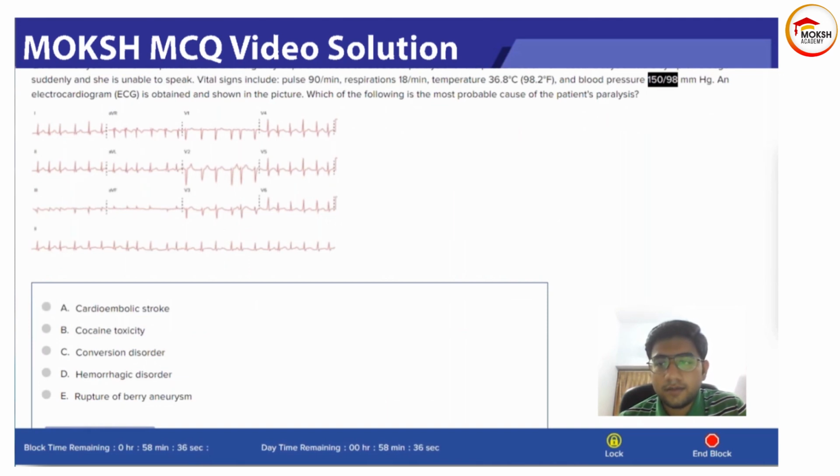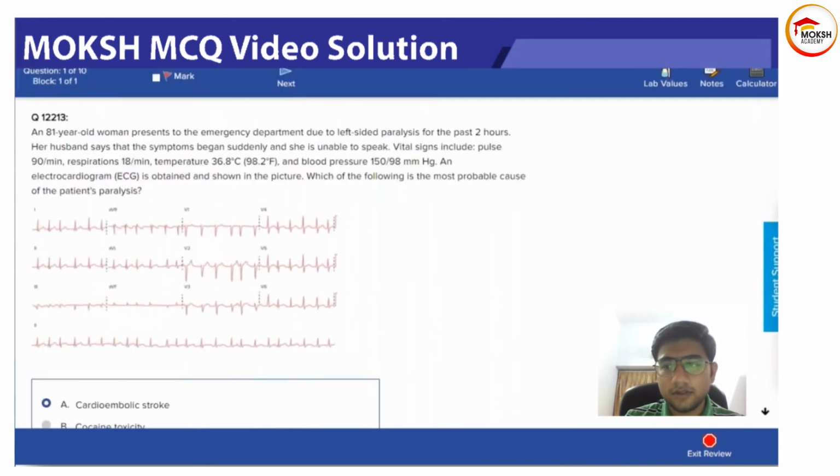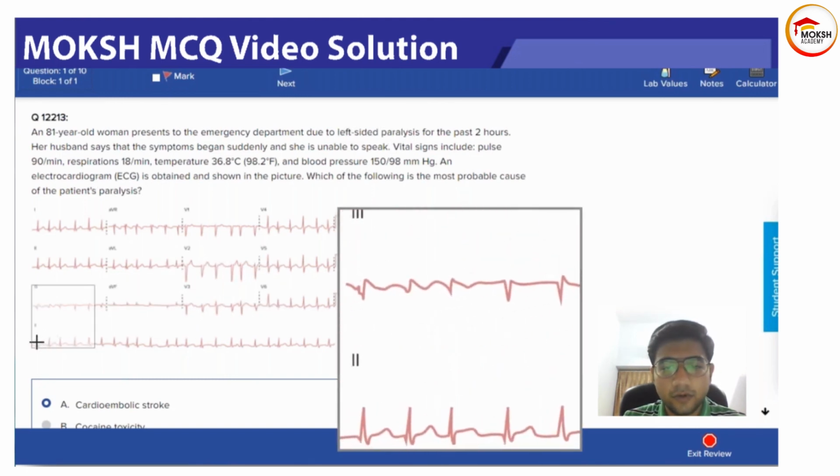And here are your options: cardioembolic stroke, cocaine toxicity, conversion, hemorrhagic disorder, or rupture of berry aneurysm. What is the diagnosis here, guys? What is the diagnosis, and how do you reach that diagnosis? Look, she has come to the emergency department due to left-sided paralysis. So these are symptoms of stroke, right? And you have your EKG, which is shown here.